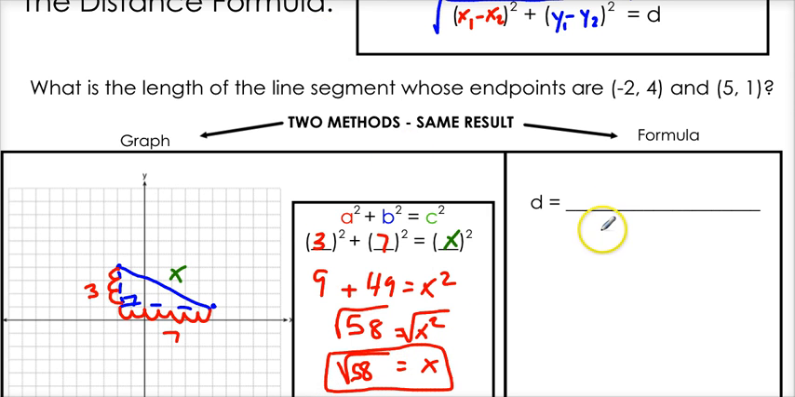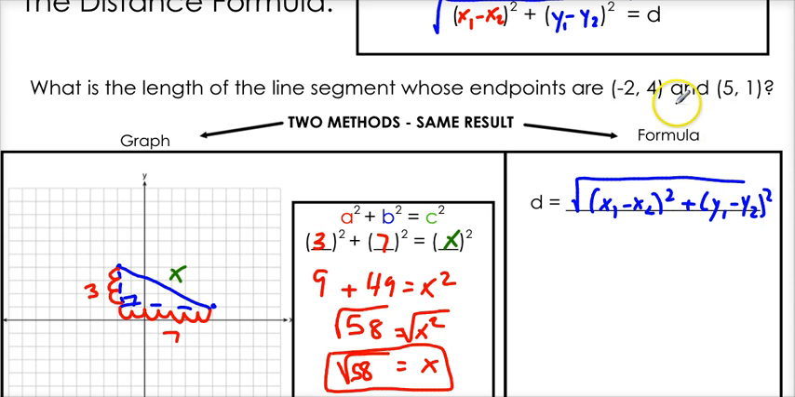Okay, for the second part, we're going to use the distance formula this time and see if we get the same answer. These two methods should get us the same answer. So step one is always write out the distance formula. It is the square root of (x1 minus x2) squared, plus (y1 minus y2) squared. Now let's label these coordinates, x1, y1, x2, y2. Ready to do this? I am.